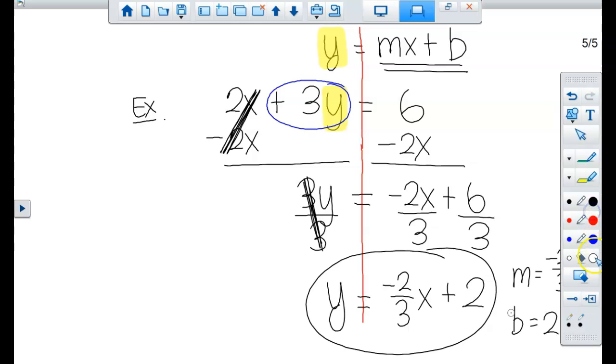So on every single problem that you do from this point forward, the first thing you're going to have to do is decide, is it a y equals mx plus b equation? And if the answer is no, then you're going to fix it. You're going to change it so that it is.